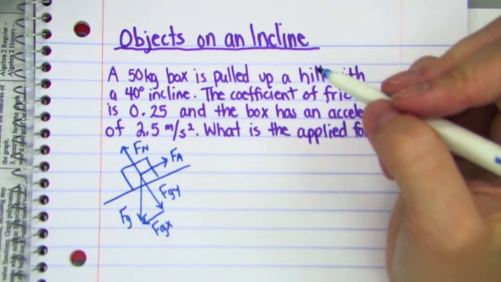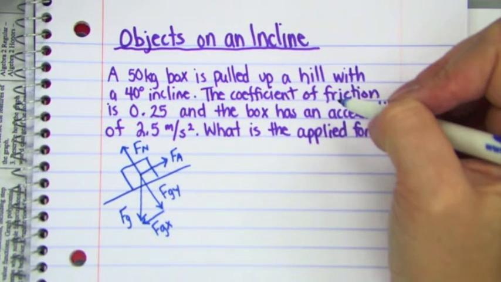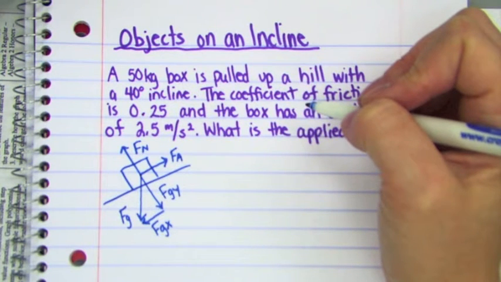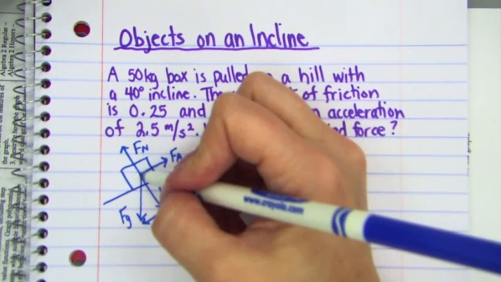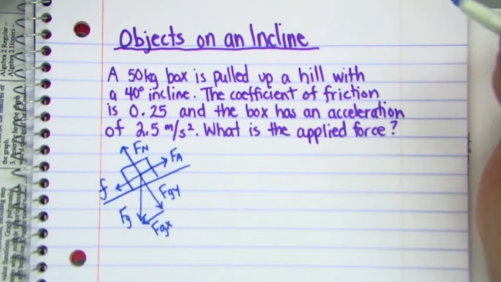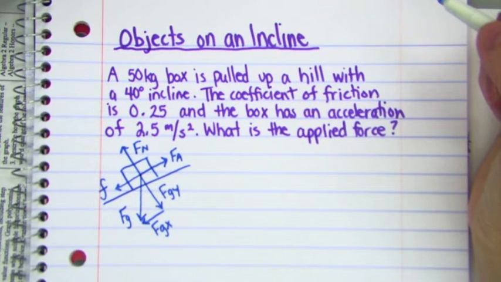for the applied force. We know there's friction because of the coefficient of friction. We know that friction goes the opposite direction of motion, so therefore we draw an arrow going down the hill for friction. Once you complete the free body diagram, then you can write your net force equations.